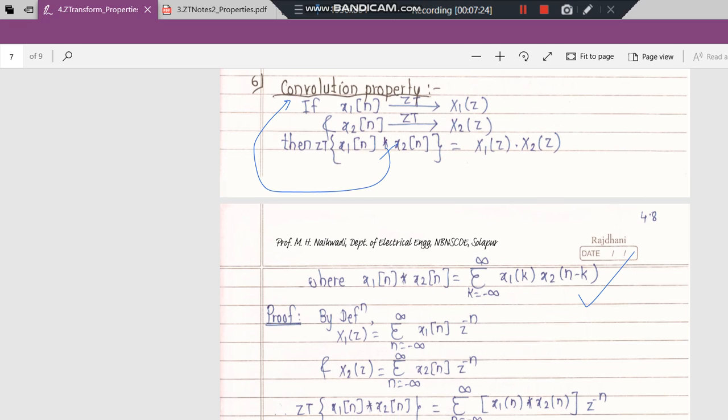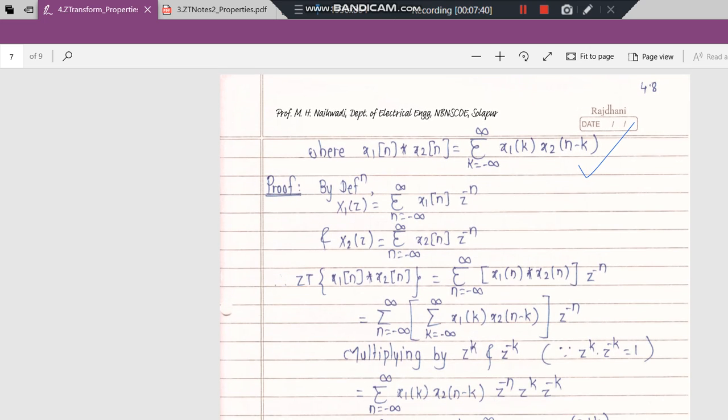So this is x of n, h of n, then the sum of x of k into h of n minus k. Instead of h of n, we have here x2 of n, and instead of x of n, we have x1 of n. So this is my simple equation of convolution. By definition we can write the z transform of x1 of n as x1 of z, and the z transform of x2 of n as x2 of z. Now substitute this convolution equation into the formula of x of z.